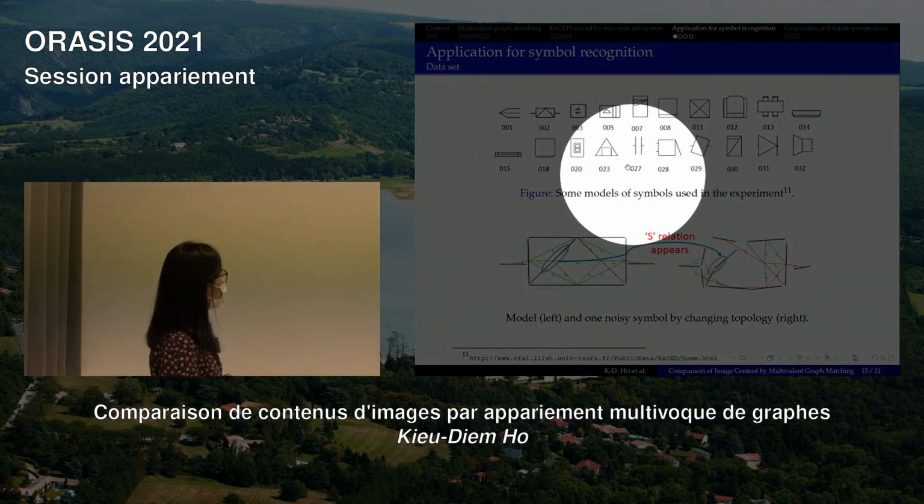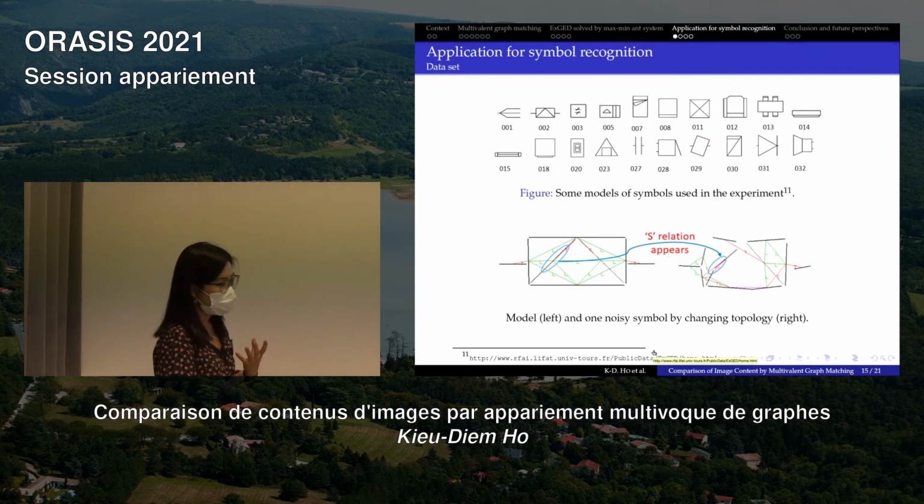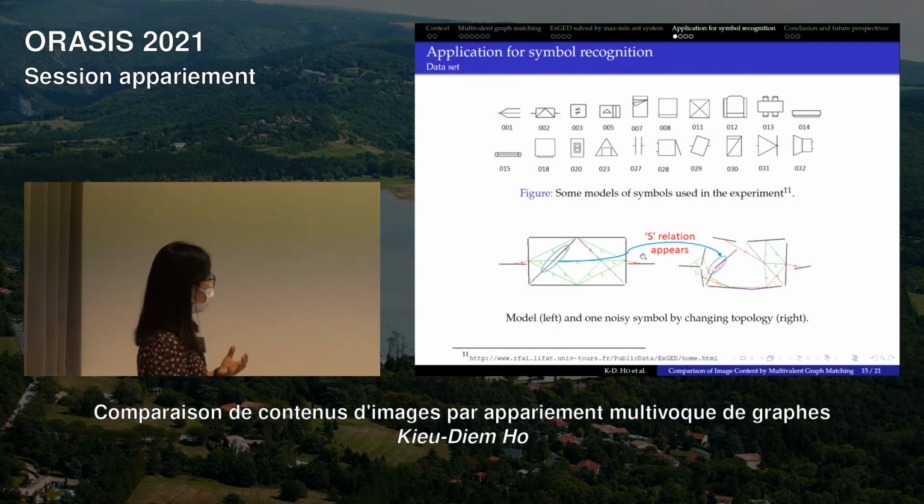And here I present one experiment for the symbol recognition problem. So here I have a lot of symbols with various forms, and you can access this data by this link. And then I add noise to rotate, to scale, or to deform the symbol. Here is one example of a deformed symbol. You can see here it's very distorted because maybe one line will be broken into several lines.